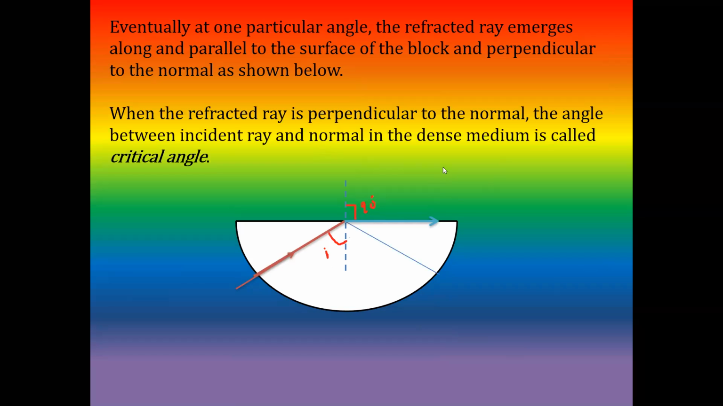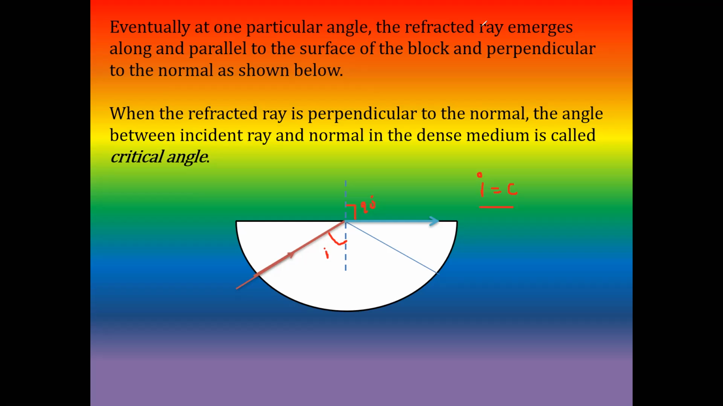Angle of incidence is denoted by i, and if you want to say critical angle, you can also say small c. So i is equal to c.